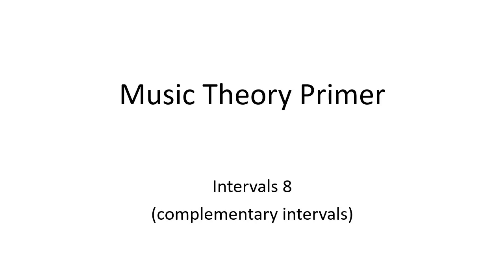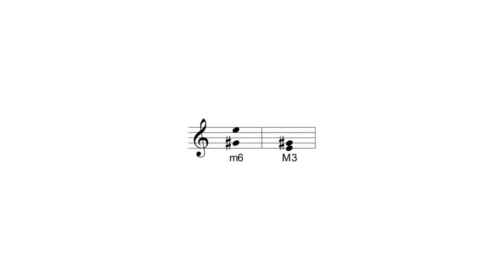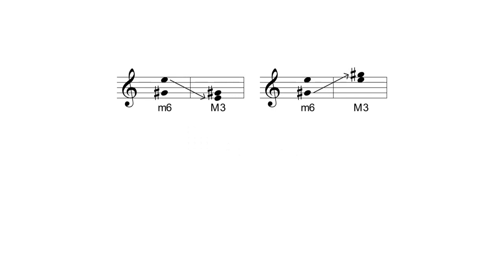Intervals 8. Complementary intervals. A pair of complementary intervals are two intervals that complete the octave. To find an interval's complement, transpose the lower note up an octave or transpose the upper note down an octave while keeping the other note the same. A pair of complementary intervals have the same two notes, and they only differ by which note is on the bottom.